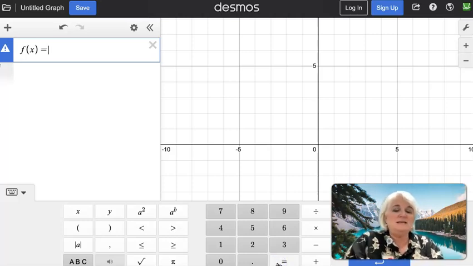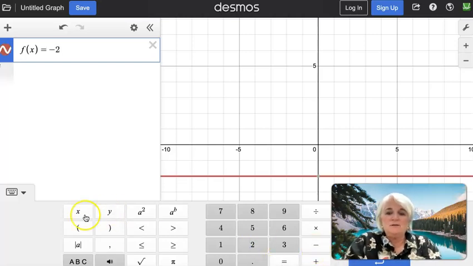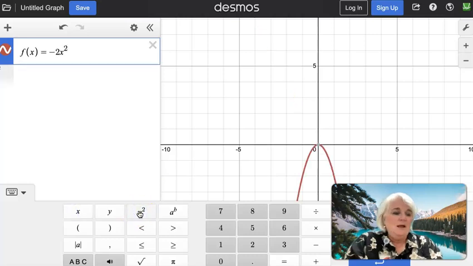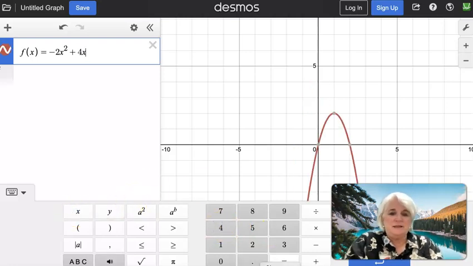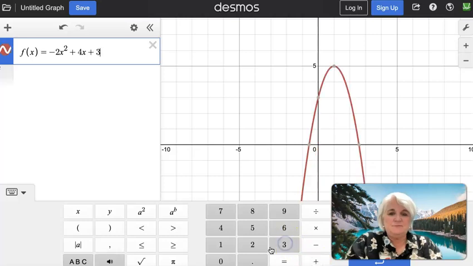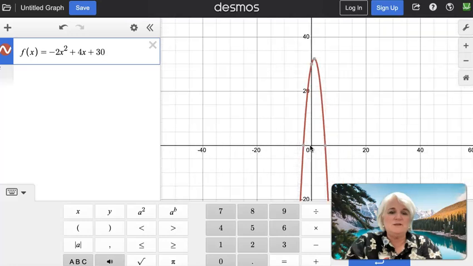Okay, now I'm going to put in the equation. The equation that I used before to graph, I'm going to use the same one, and that was negative 2x squared plus 4x plus 30. Okay, again, if I put two fingers on my mouse and shift it upward, I'm going to zoom out so I can see the whole graph.